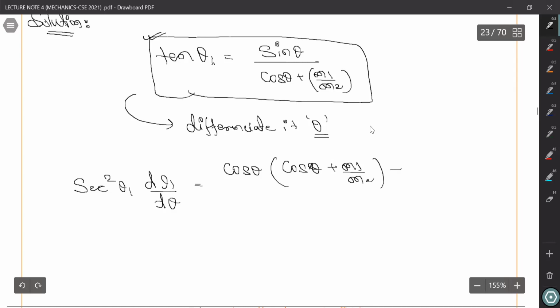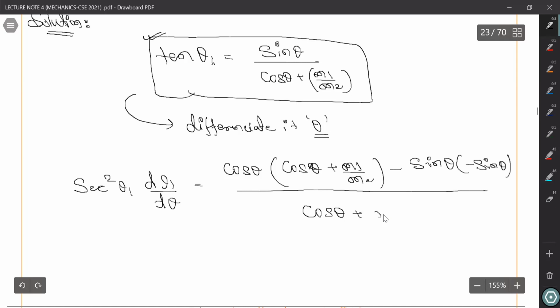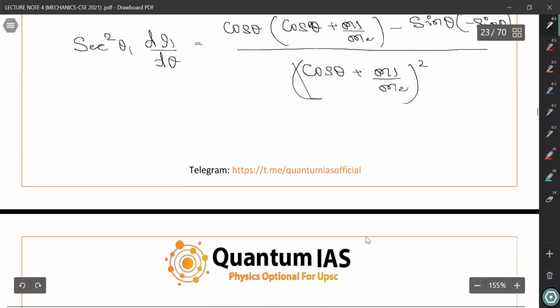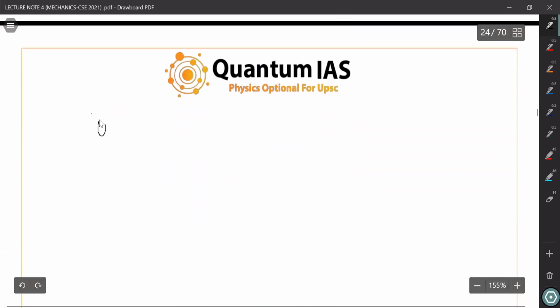Then we put a minus sign and differentiate this, which becomes sine theta and minus sine theta, all upon cos theta plus m1 by m2 whole square. For the maximum value of theta 1, if we want to maximize theta 1, we need to put d theta 1 by d theta equal to 0, right?